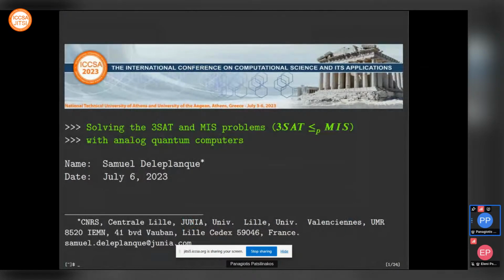Yes, indeed, I will talk about the resolution of a FreeSat problem, but with a very specific method. I try to use the polynomial time reduction to another NP problem, the maximum independent set. Typically, it's something we use to state the complexity of a problem, but in the specific case where we use quantum computers, it appears it can be a solution to solve a problem more quickly.